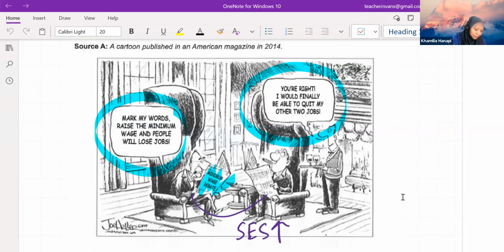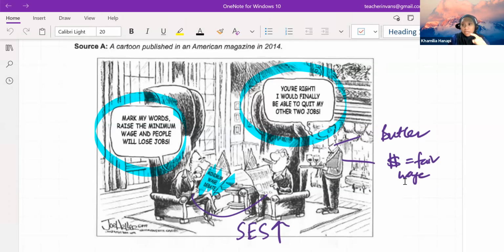Whereas the butler here, or the worker, whoever it is, says, oh, you're right, I would finally be able to quit my two other jobs, which means that in this particular scenario, working in this kind of environment, he's not able to have, for example, a fair wage. Can't you see? Because why? He has to work two other jobs. So is the cartoonist being very critical of this, or is the cartoonist being supportive of this?